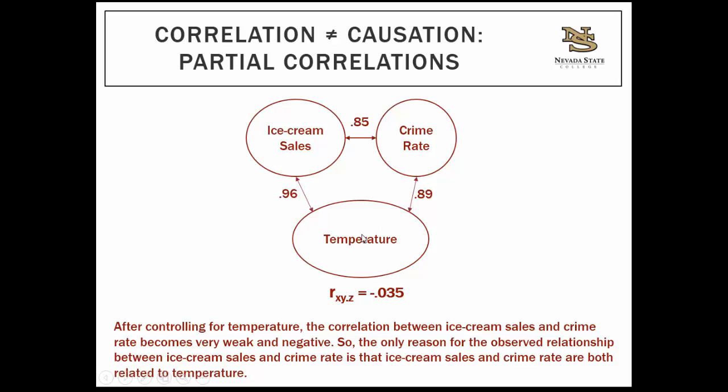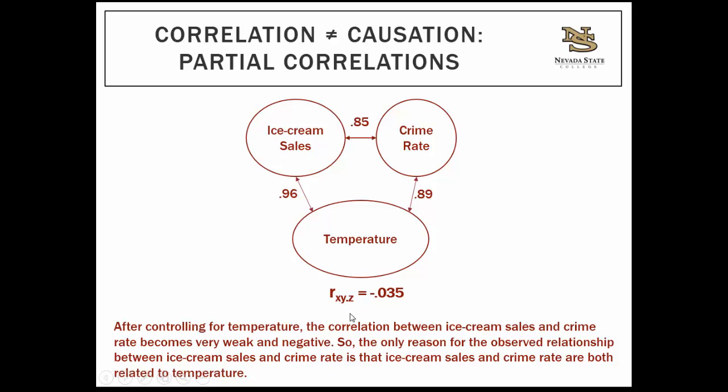Temperature is the reason that you see a positive relationship between ice cream sales and crime rate, right? There's a strong positive relationship between ice cream sales and crime rate. As the temperature increases, ice cream sales tend to increase, and there's a strong positive relationship between temperature and crime rate. As the temperature increases, crime rate tends to increase as well.